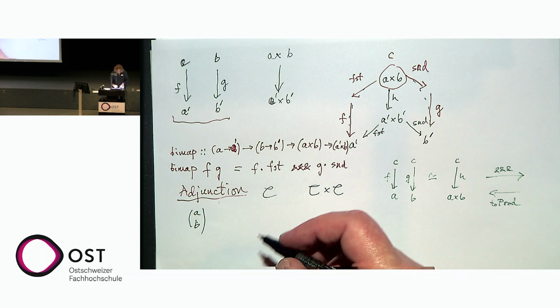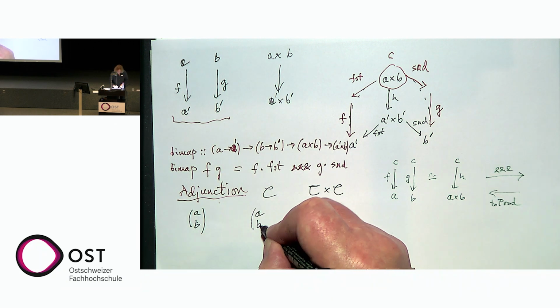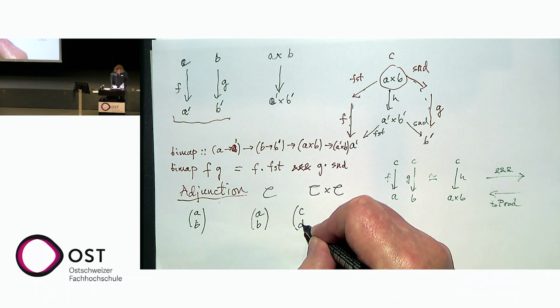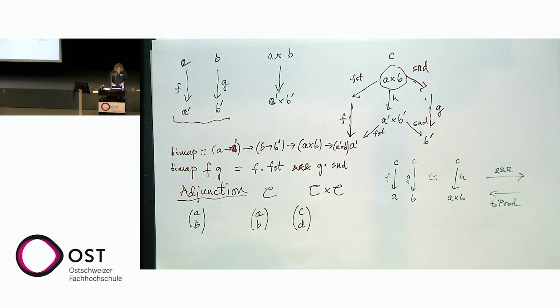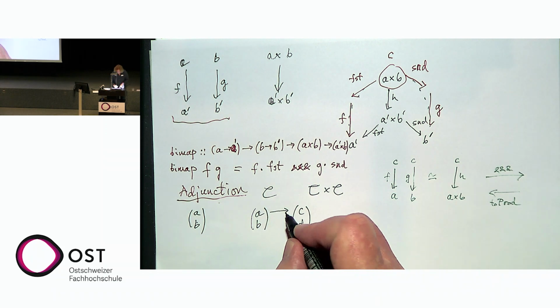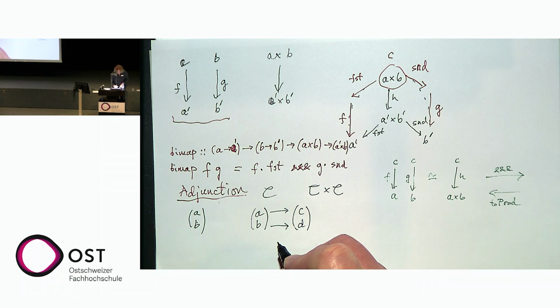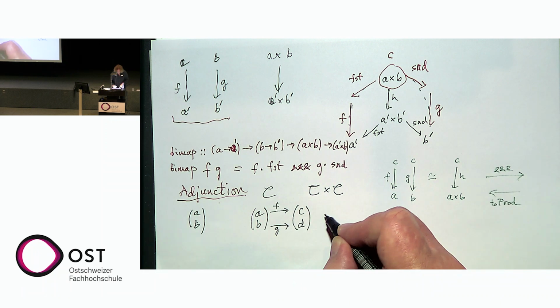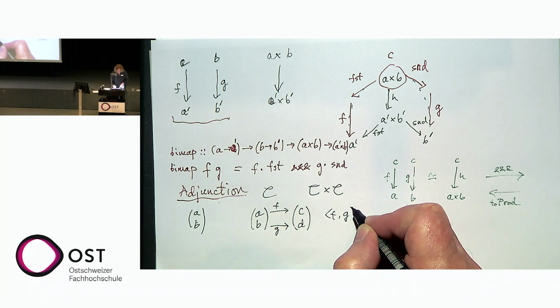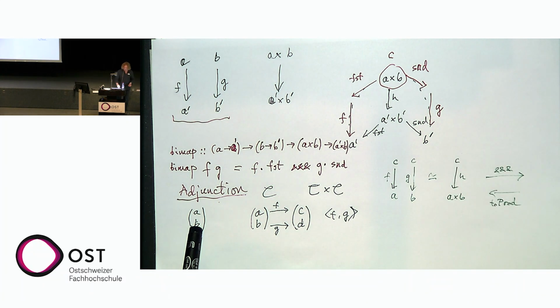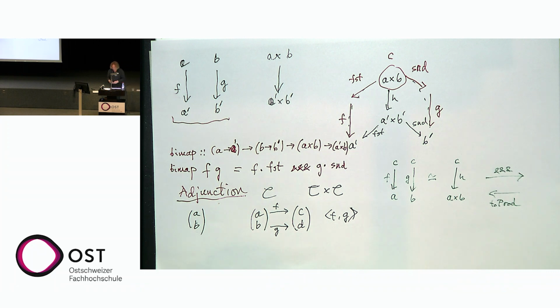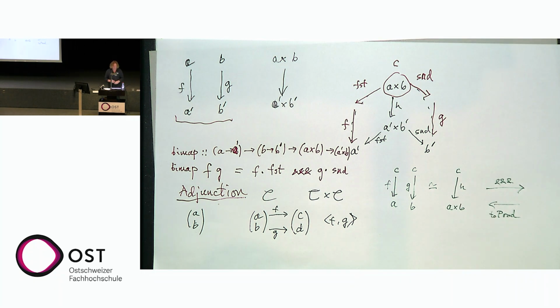And an arrow in this category, so if we want to go from AB to some CD, two arbitrary objects in this category, well, it's a pair of arrows that goes from A to C and from B to D. So this is this FG, right? So a pair FG is an arrow in the product category. This is an object in the product category. This is an arrow in the product category. So in fact, this adjunction can be said, well, the left-hand side is an arrow in the product category, and the right-hand side is an arrow in our original category, right?